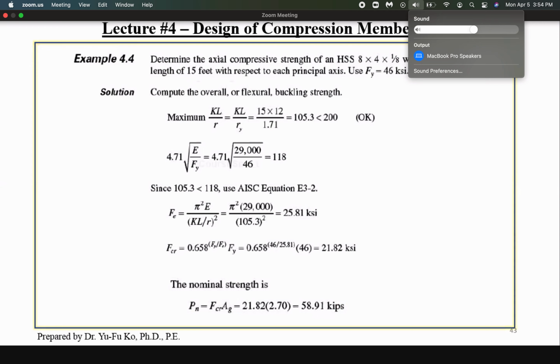Hui, can you speak louder? So this is for the local buckling nominal strength, right? This is for global buckling.